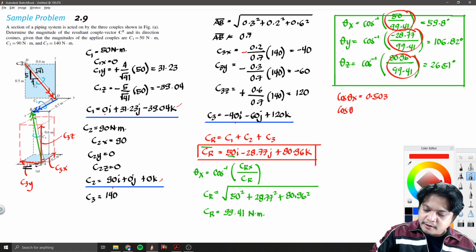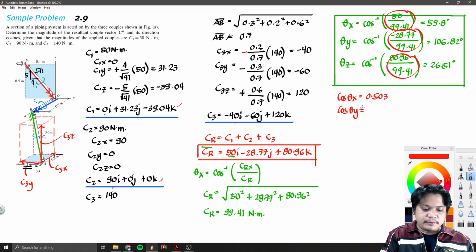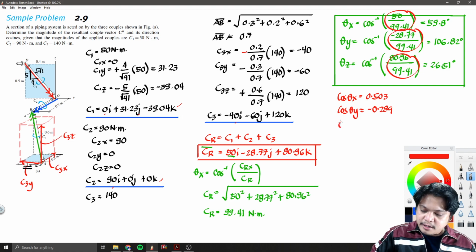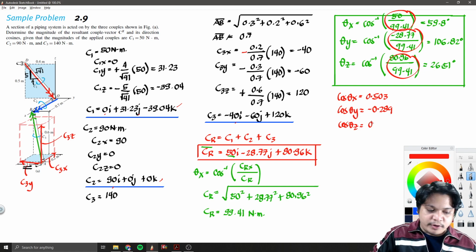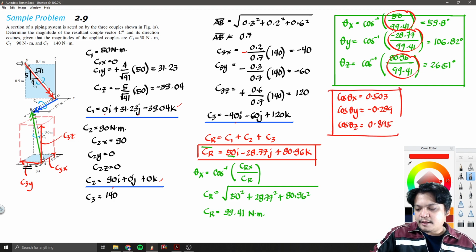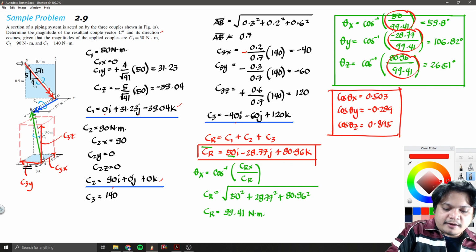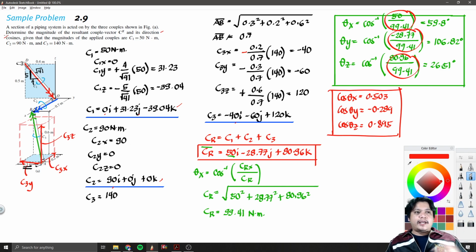And then, cosine of theta y. Cosine of 106.82. Okay, so negative 0.289. And then cosine z. Cosine of 36.51. Okay, so that's 0.895. Okay. Direction cosine pa rin. Okay. Pag direction cosines, yun siya.